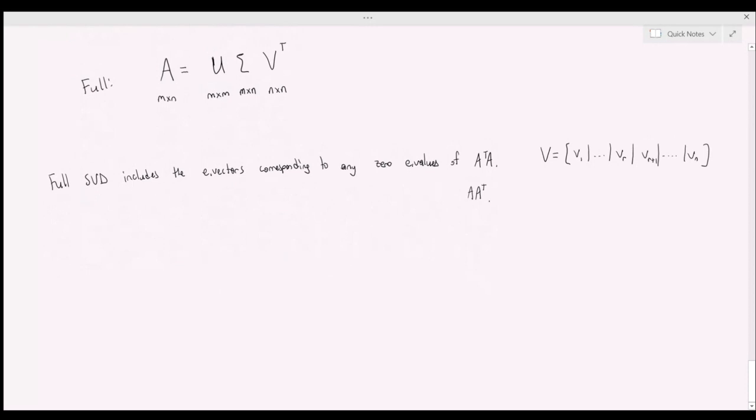Okay. And then similar for U as well in the full SVD. So it's basically the original U plus matrix in the reduced SVD, but then you're just going to add some more columns to it. And these columns would be orthonormal eigenvectors corresponding to an eigenvalue of 0 for A A transpose.